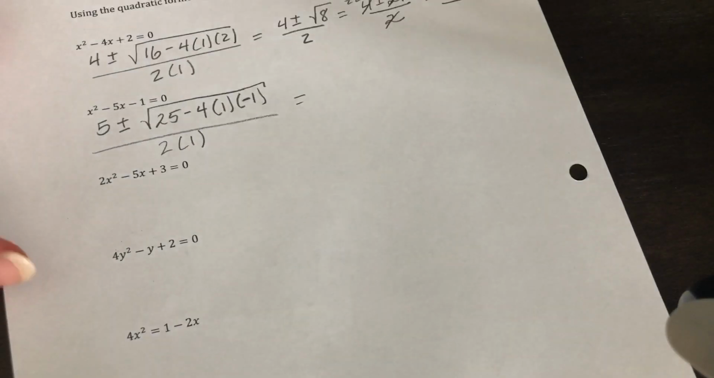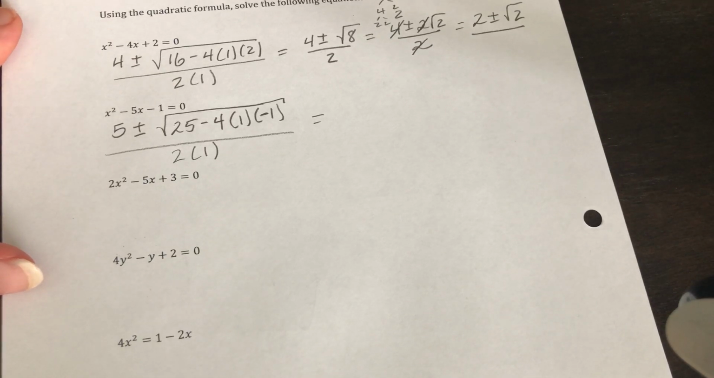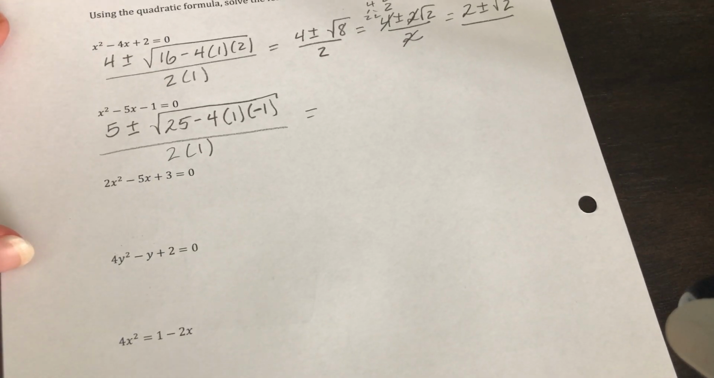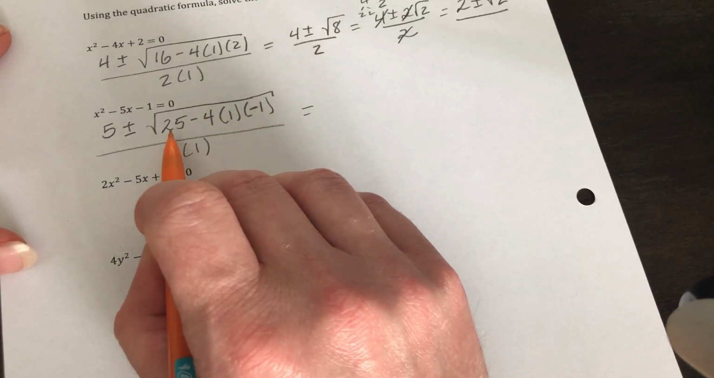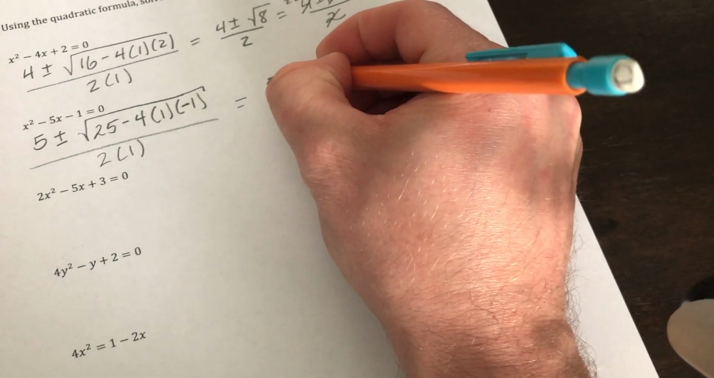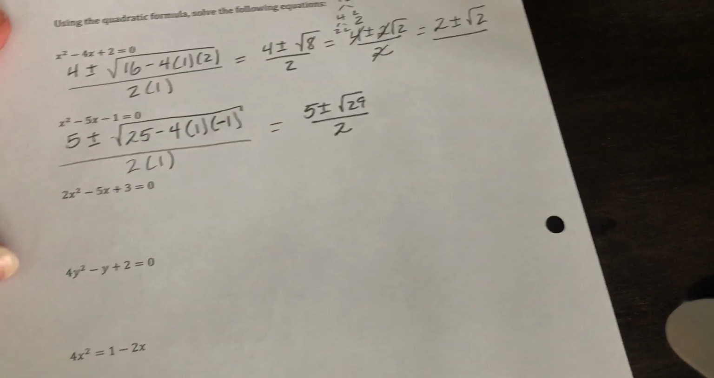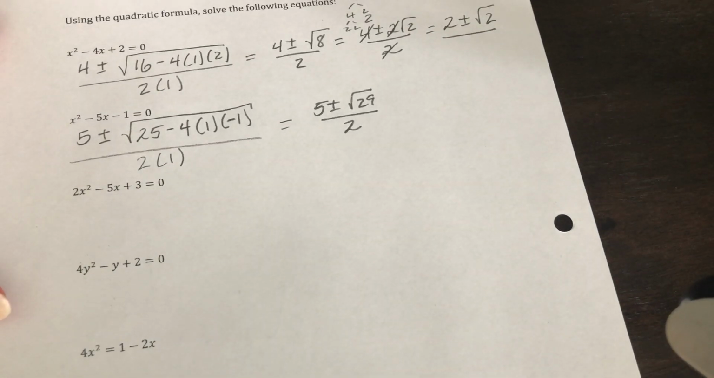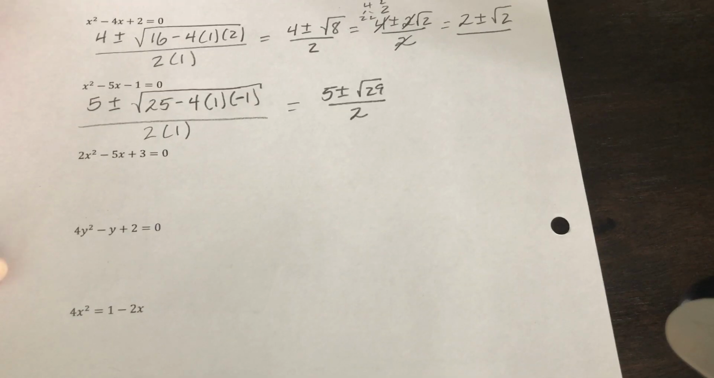Make sure when you square anything, no matter what it is, it's always positive. Don't use your calculator for negative 5 squared, please. A negative times a negative is a positive, so this turns into 29. So it's 5 plus or minus square root of 29 all over 2. That's our answer. 29 is prime, so we're not going to break it down.